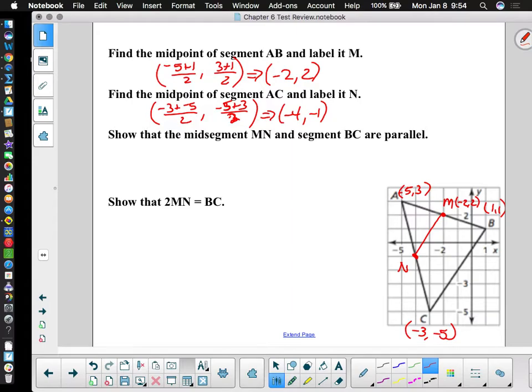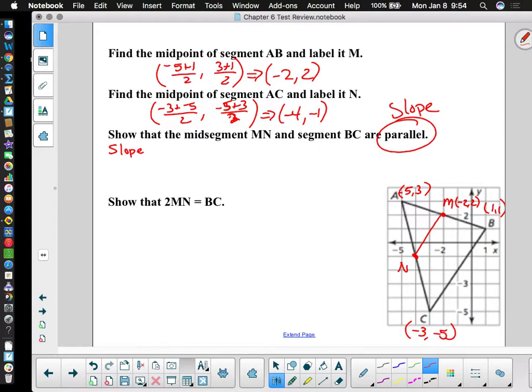Next, I need to show that the mid-segment MN and side BC are parallel. How do we show parallel? What calculation do we do to show parallel? We don't have a parallel formula. I have a slope formula. We use slope. Distance does not show parallel. Distance shows congruence or length, if necessary. Slope shows whether the lines are parallel or perpendicular. So, let's show what we find.